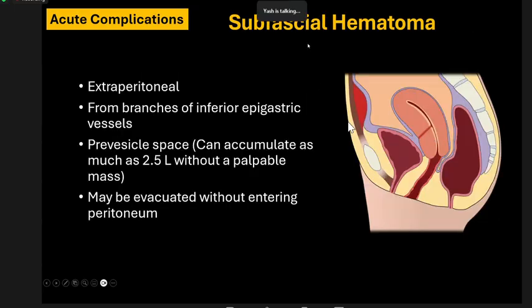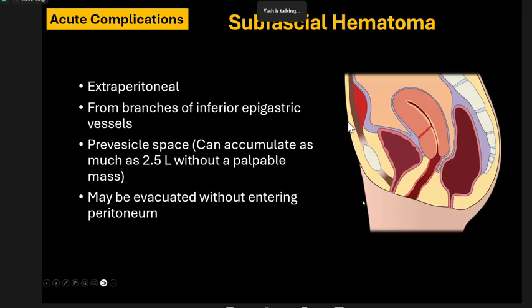Third type is subfascial, and the fascia here refers to the one behind the rectus sheath itself. Because it is behind, it has free communication with the space anterior and lateral to the bladder, and that space is nothing but the space of Retzius, the prevesical space, because it comprises loose connective tissue, a little bit of fat here and there. So up to 2.5 liters of blood can accumulate here. And clinically, it won't be as apparent. The only thing which will be apparent is dropping hemoglobin.